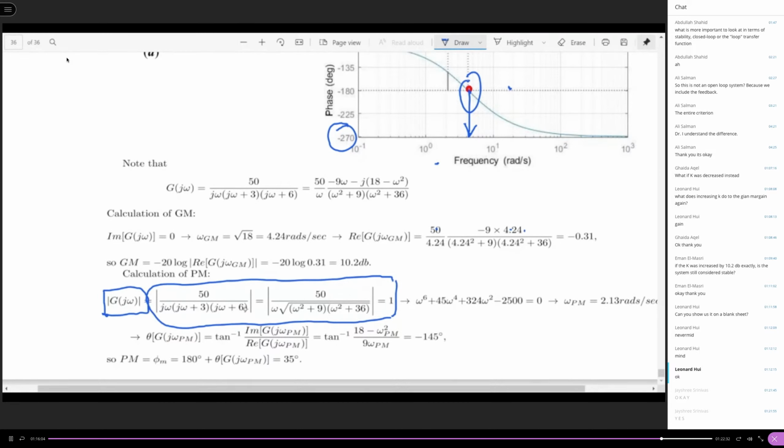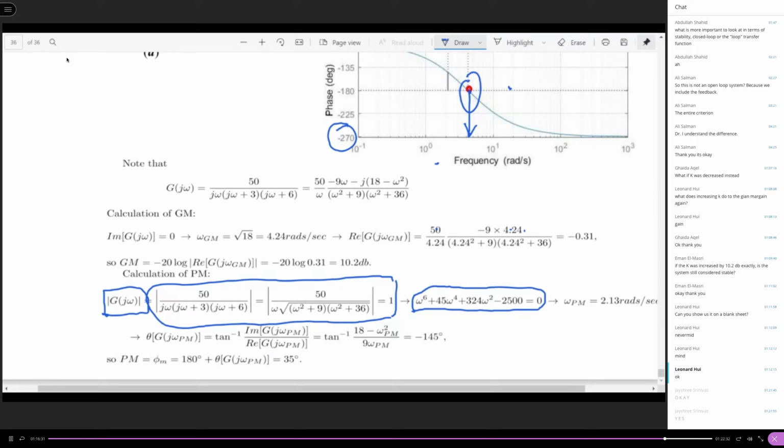The magnitude is going to be the double bar of this guy and double bar omega multiplied by the square root, right? Make this one equal to 1, and then that will give you an equation like that. You see, this is a very weird polynomial equation, right? You can definitely use MATLAB to solve that.